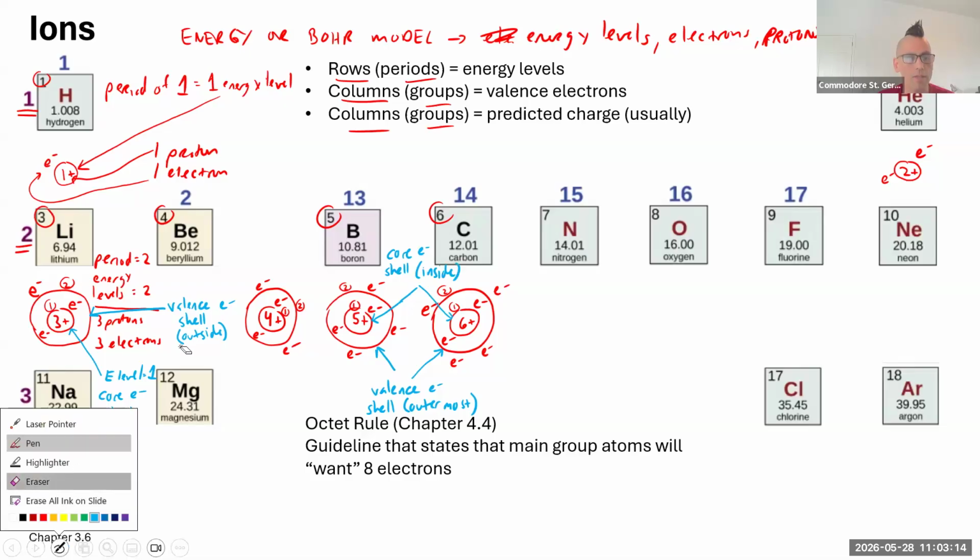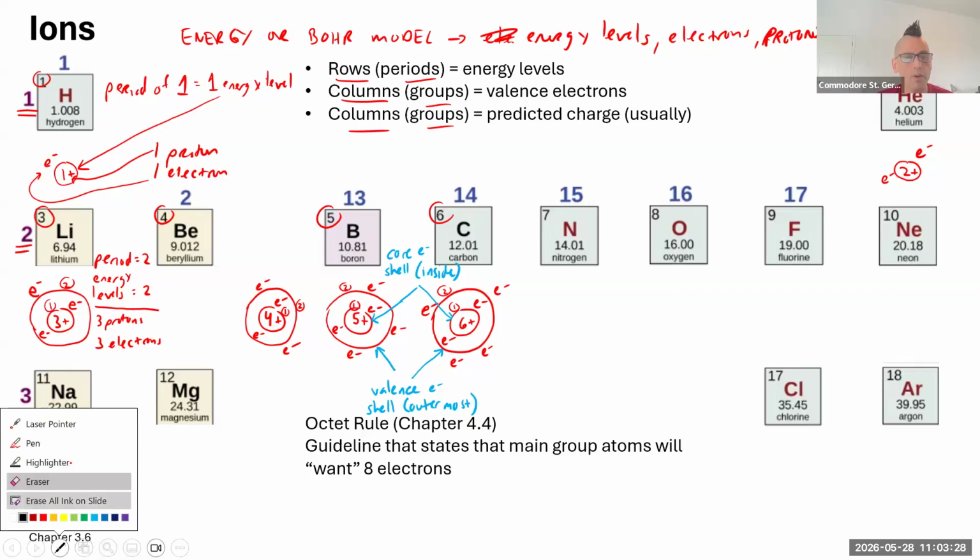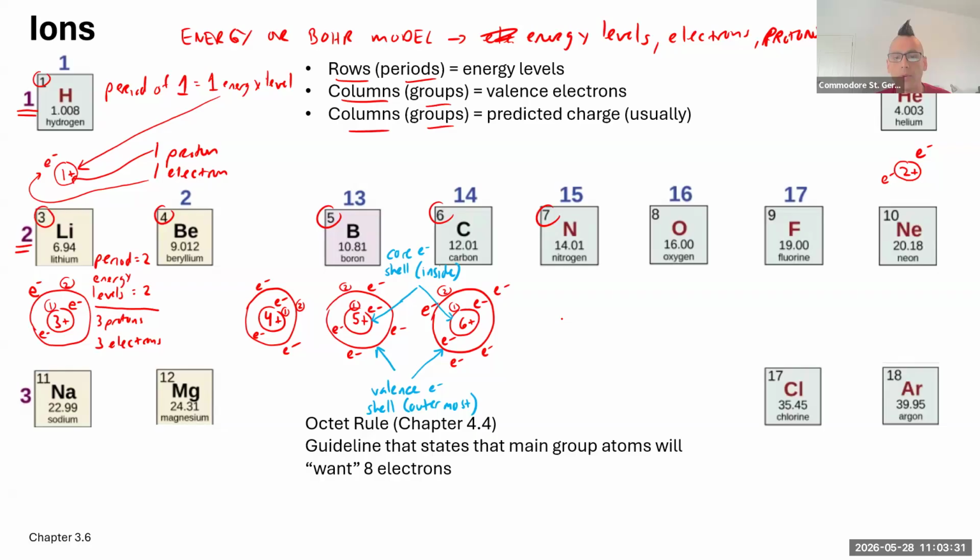And I'll erase some of this stuff so it gets out of the way so we don't have too much congestion there with all this writing, right? It's a little cleaner. All right. So then let's go to nitrogen, 7 protons, 2 energy levels because we're on the second row of the periodic table. I'm going to label this energy level of 1, energy level of 2. Same thing, 2 core electrons. We have 5 valence electrons. 1, 2, 3, 4, 5.